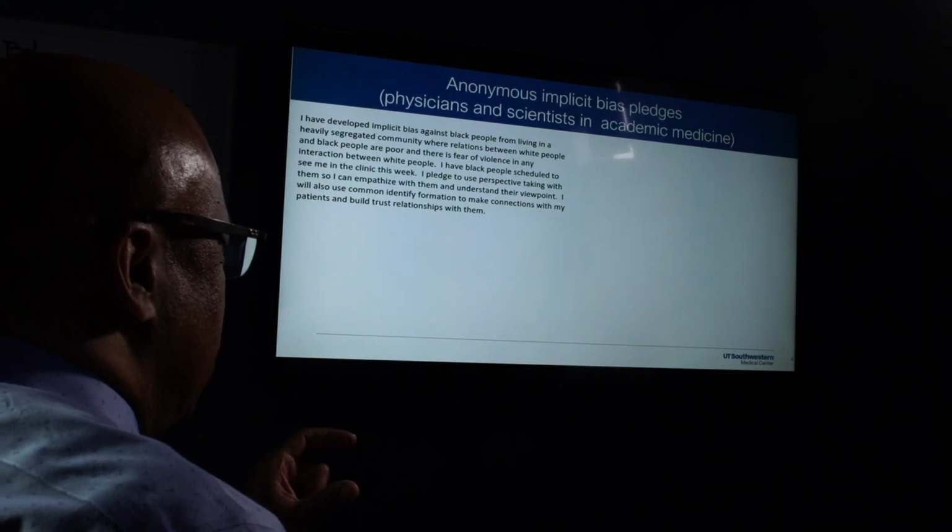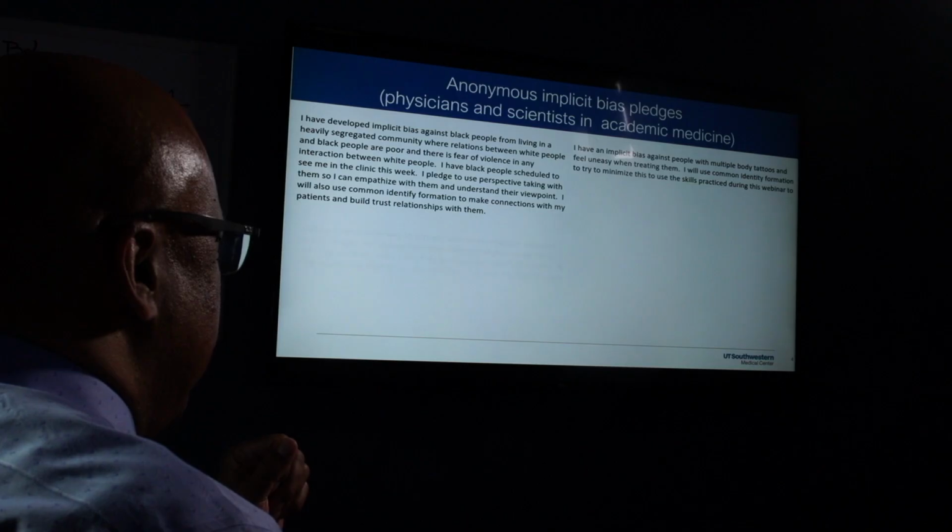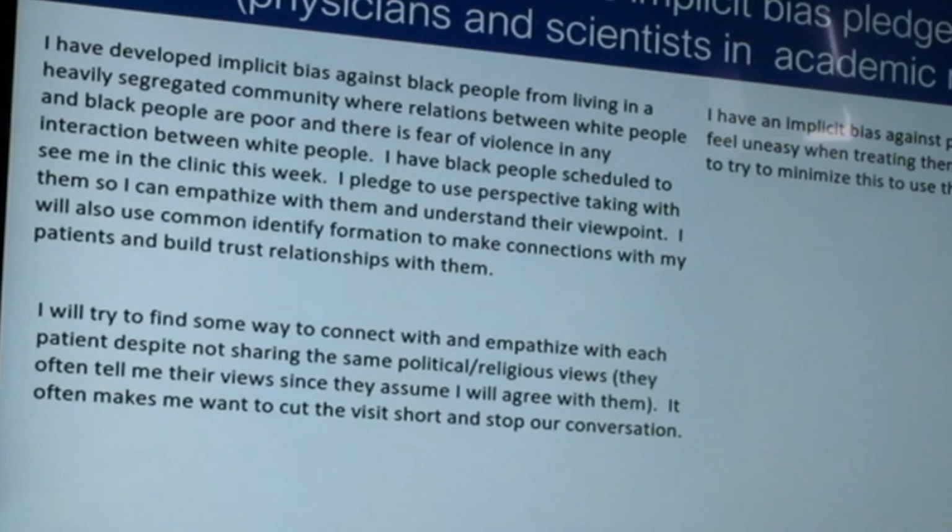And we've given many implicit bias workshops throughout the years, and one of the things that we do at the end of the workshop is we ask our participants to make an anonymous pledge to use one of the strategies that we've discussed to reduce implicit bias. And I'll just share some of those with you. I want you to keep in mind, these are pledges made by physicians or scientists working in academic medicine. One person says, I've developed bias against black people from living in a heavily segregated community where relations between white and black people are poor and there's a fear of violence.